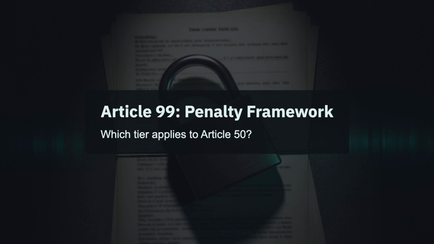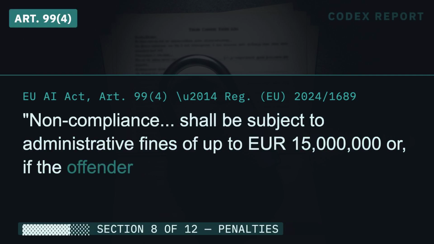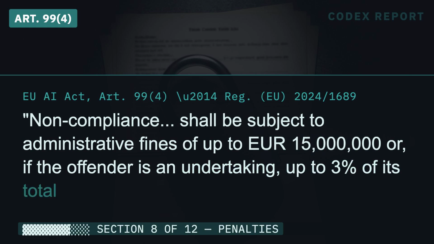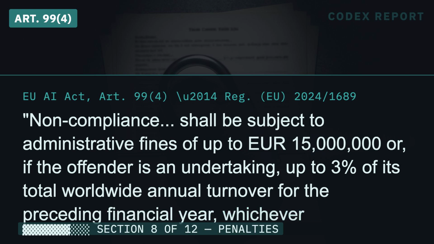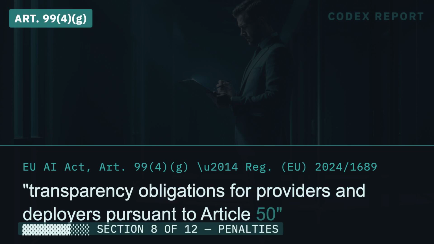Article 99 of the regulation sets out the penalty framework. Let me be precise about which tier applies to Article 50. Non-compliance with any of the following provisions related to operators or notified bodies, other than those laid down in Article 5, shall be subject to administrative fines of up to EUR 15,000,000, or, if the offender is an undertaking, up to 3% of its total worldwide annual turnover for the preceding financial year, whichever is higher.